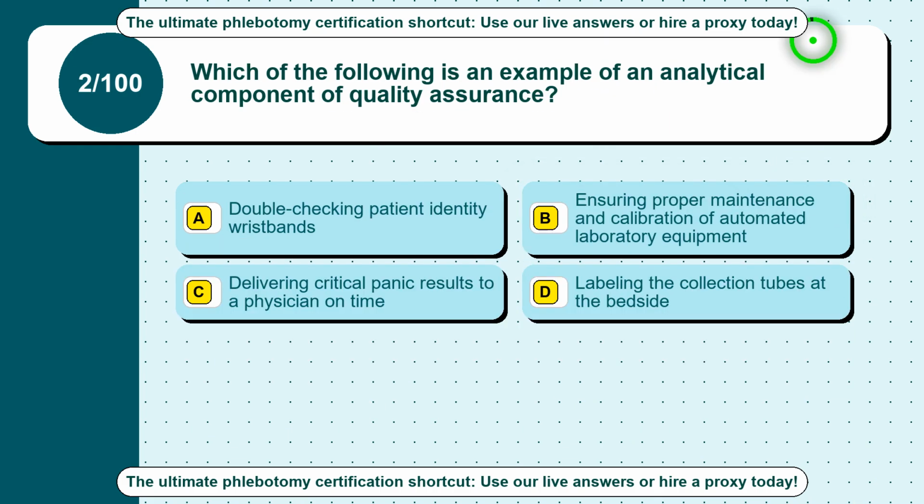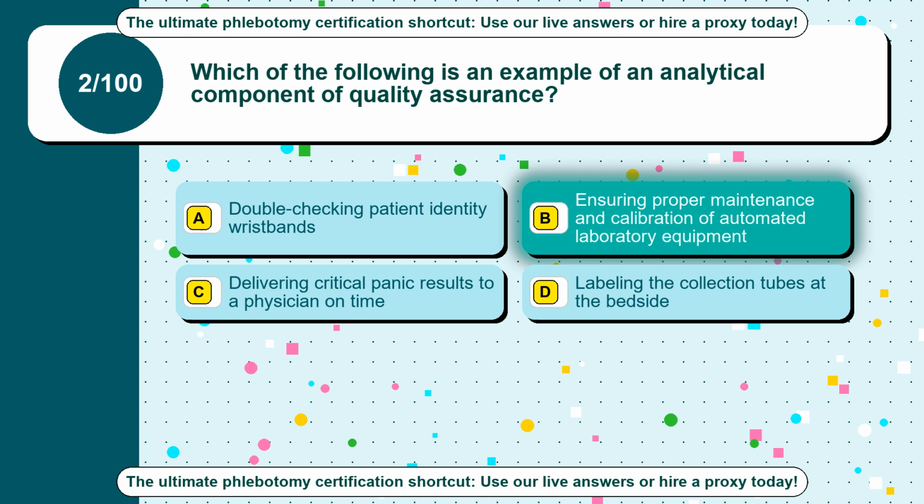Question 2. Which of the following is an example of an analytical component of quality assurance? Option A, double-checking patient identity wristbands. Option B, ensuring proper maintenance and calibration of automated laboratory equipment. Option C, delivering critical panic results to a physician on time. Option D, labeling the collection tubes at the bedside. The correct answer is option B, ensuring proper maintenance and calibration of automated laboratory equipment.